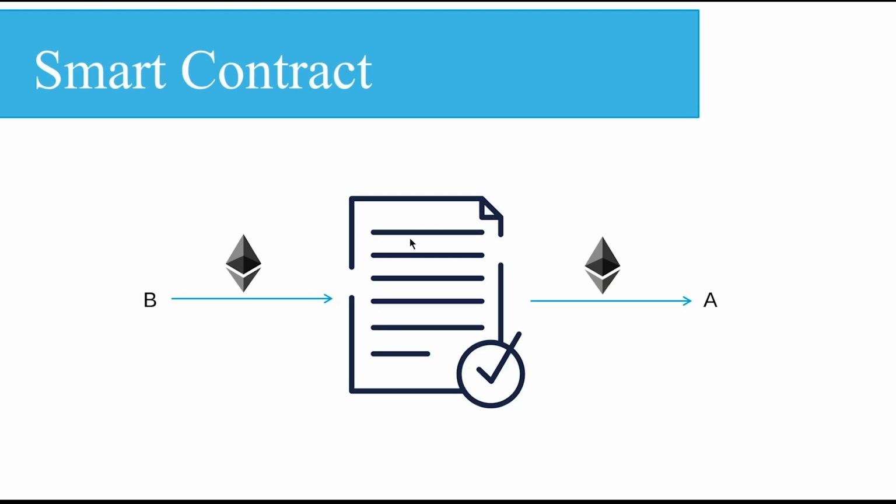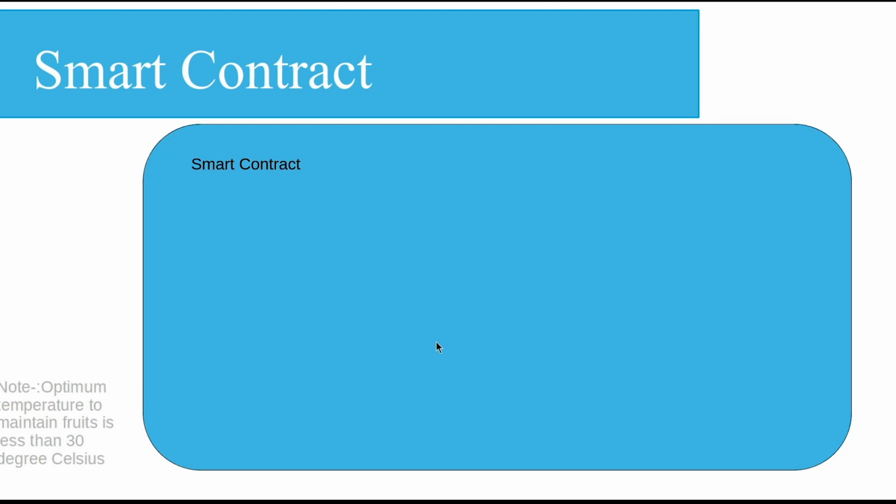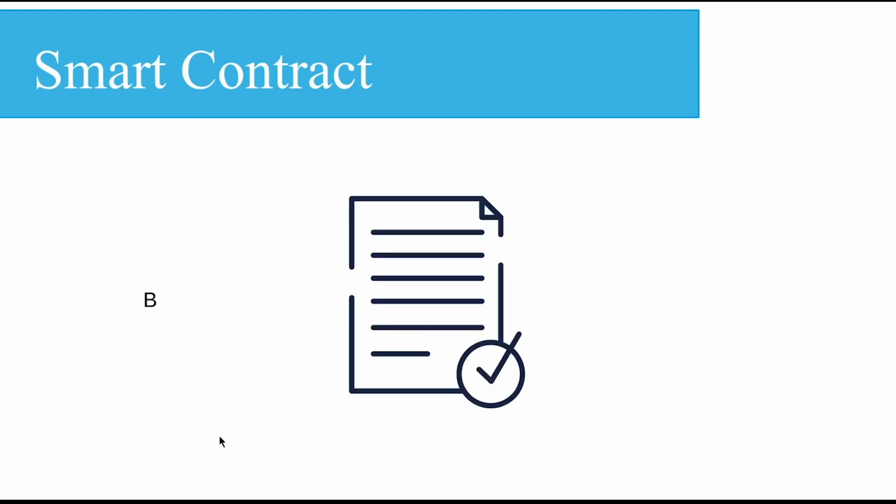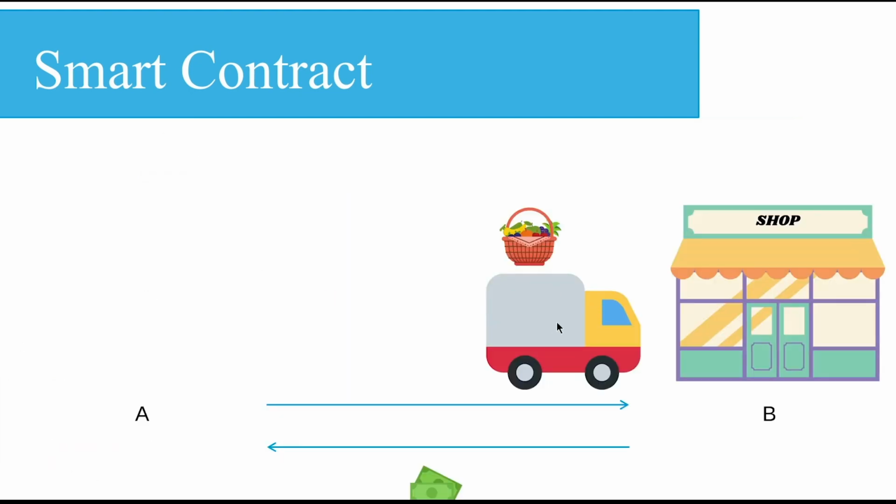So now let us see what is actually written in this particular contract so that we can understand how it actually works. Let us see what is written in this smart contract, which is formed between A and B. Here, if you see, I have written a note that the optimum temperature to maintain fruit is less than 30 degrees Celsius. So what do I mean by that? What A is going to do is install a sensor in the container in which the fruits are kept.